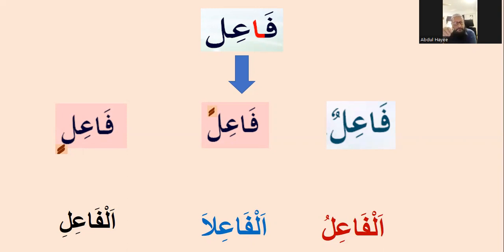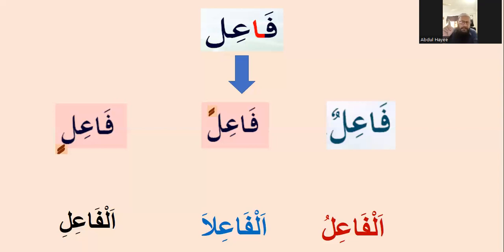Fa'ilun, fa'ilan, fa'ilin, al-fa'ilu, al-fa'ila, al-fa'ili. Moreover, it's not only here. It has a plural also: fa'ilun, fa'ilin. So it is not single alone. It has a feminine part also. When I convert it, it becomes fa'ilatun, fa'ilatan, fa'ilatin, al-fa'ilatu, al-fa'ilata, al-fa'ilati. It has a plural also: fa'ilatun. It means the feminine and masculine make 16 words from this one word.